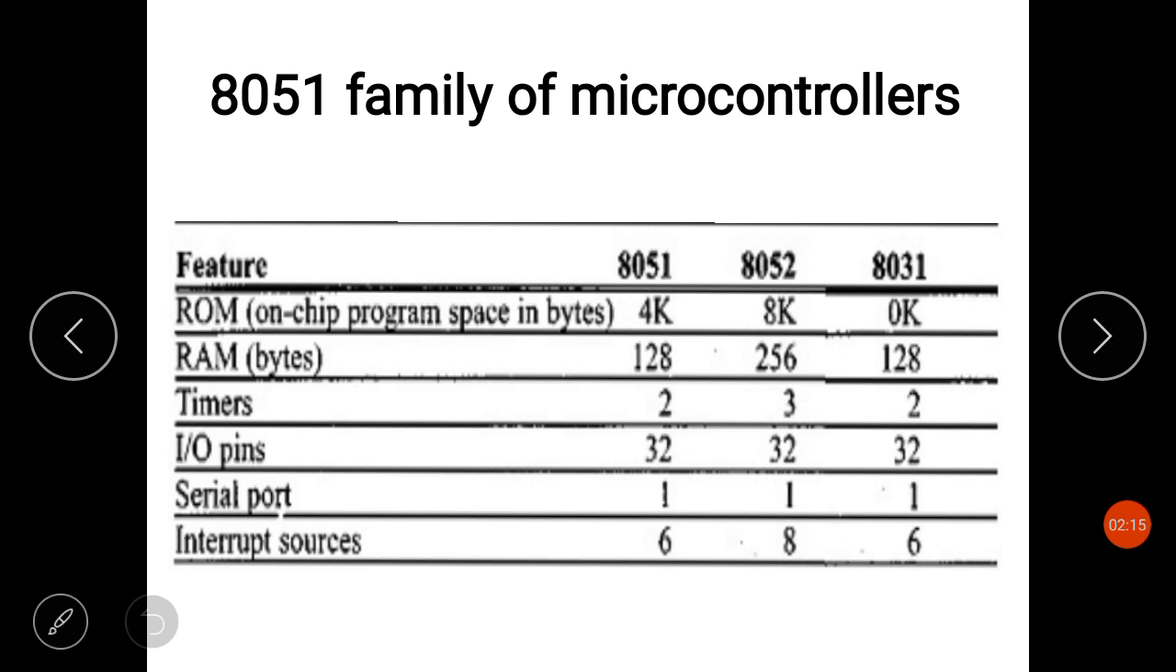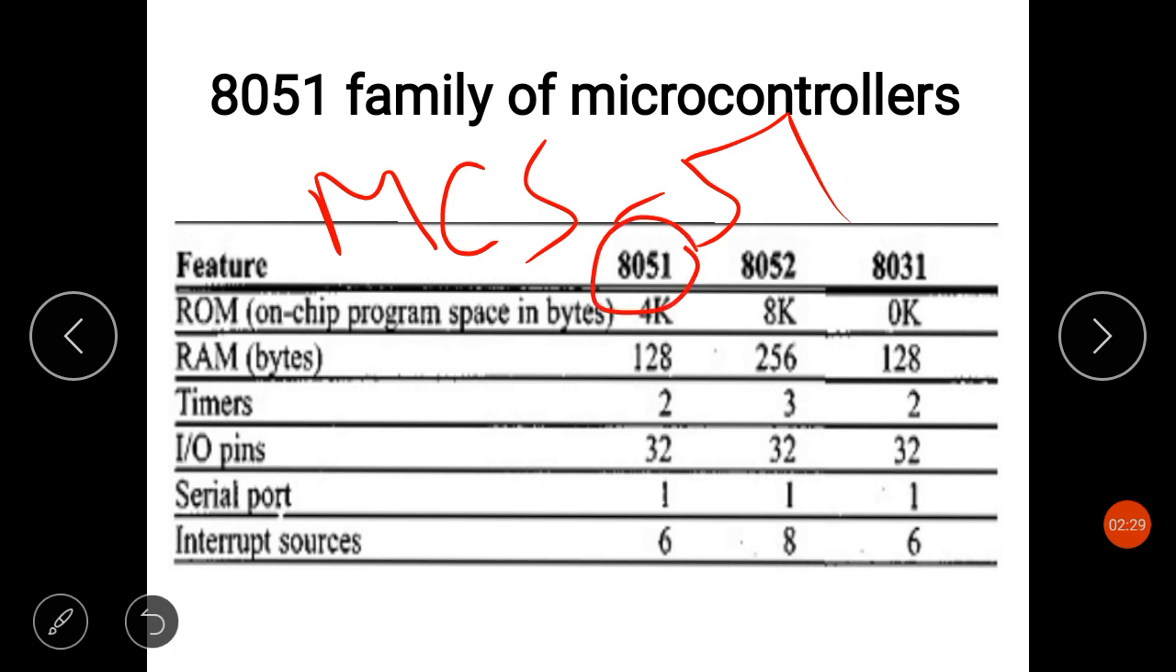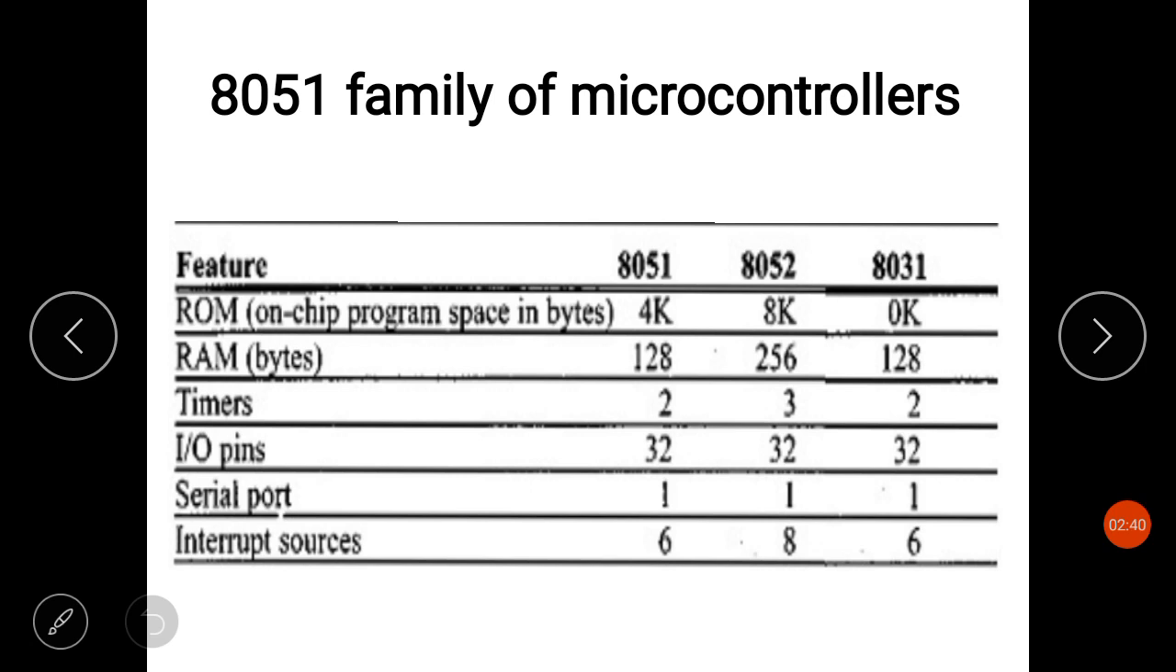The 8051 is the original member of the 8051 family, and Intel refers to it as MCS51. There are two other members in the 8051 family of microcontrollers, the 8052 and the 8031. These family members obviously have different speeds, different amounts of on-chip ROM, etc. Here in this slide I have shown the features of the 8051, 8052 and 8031 microcontrollers.